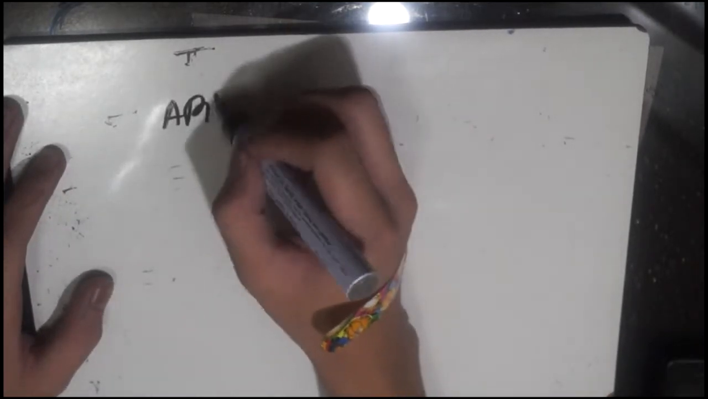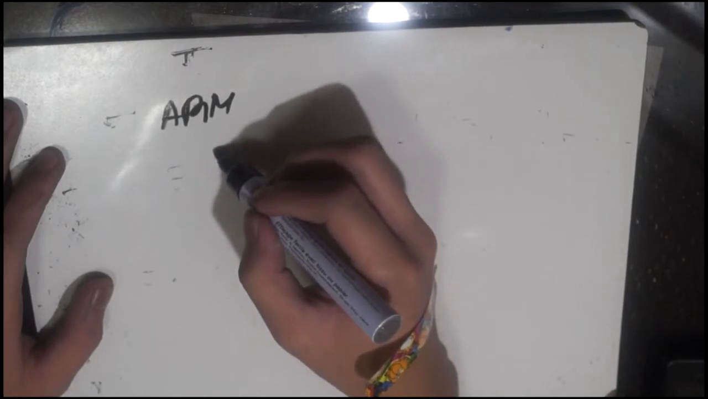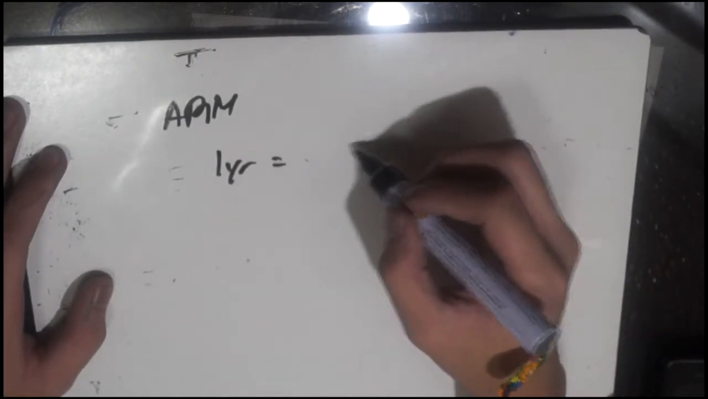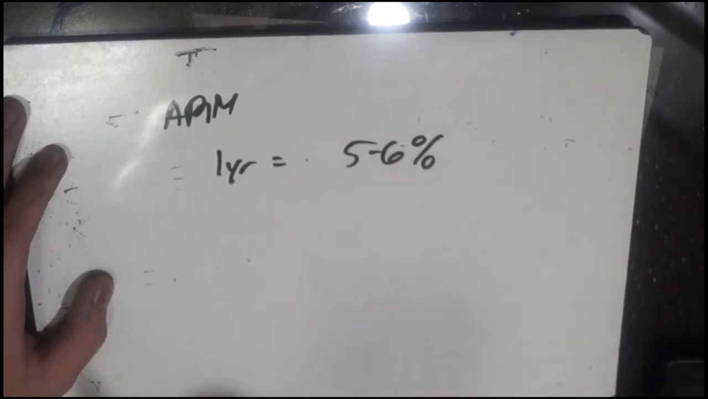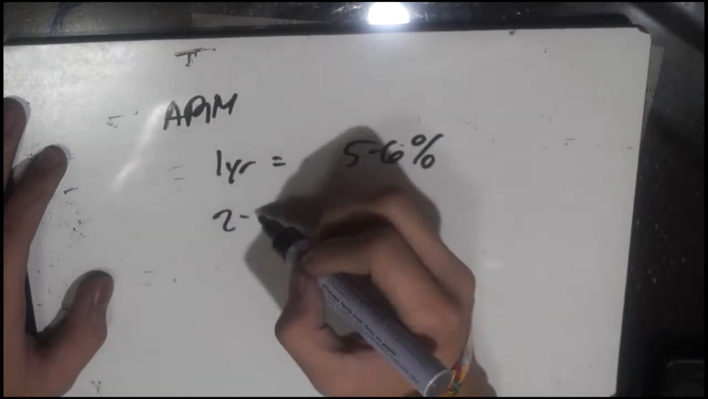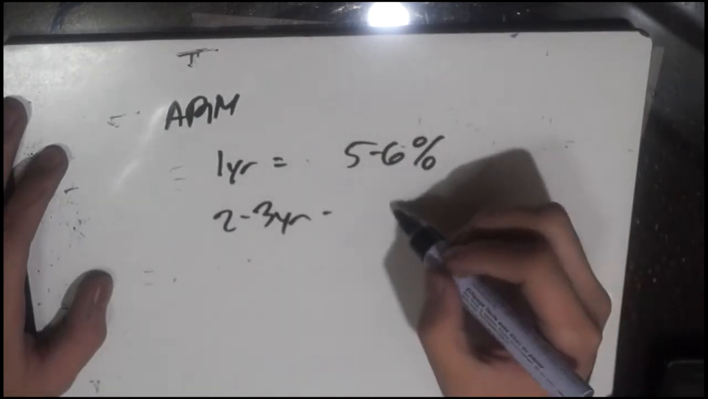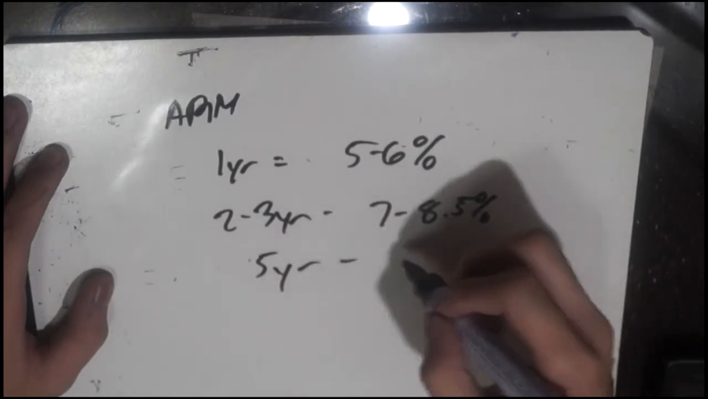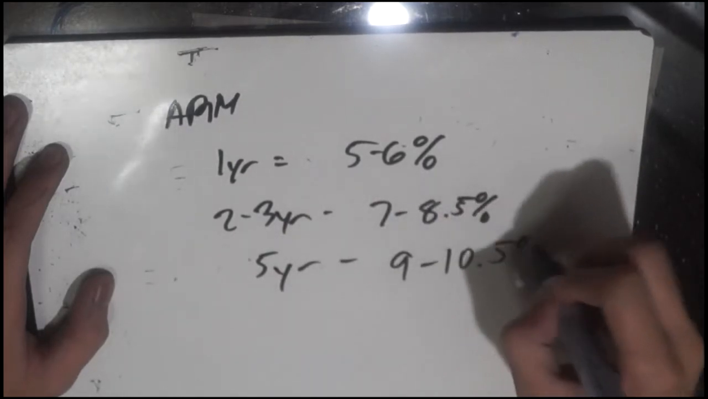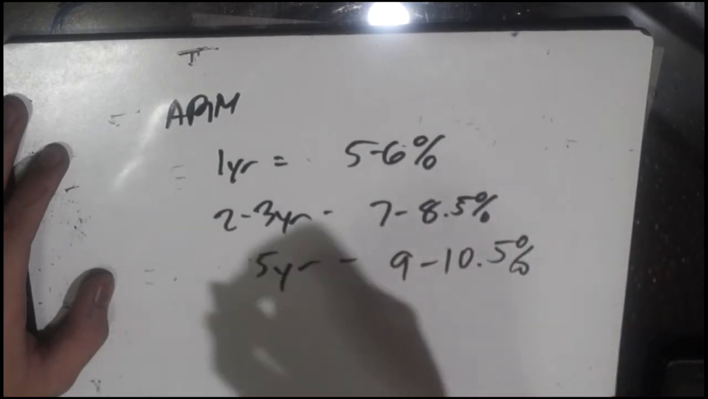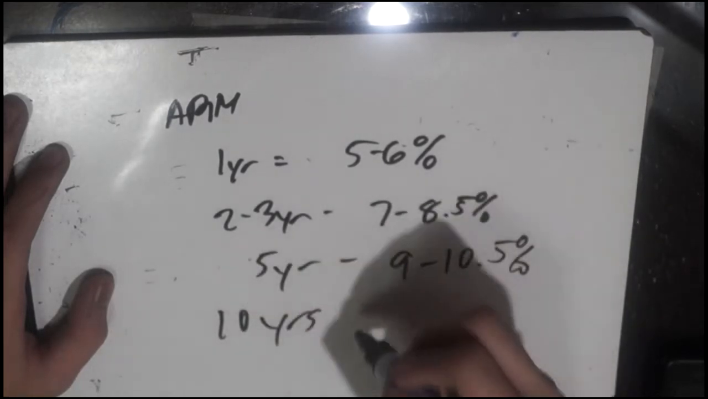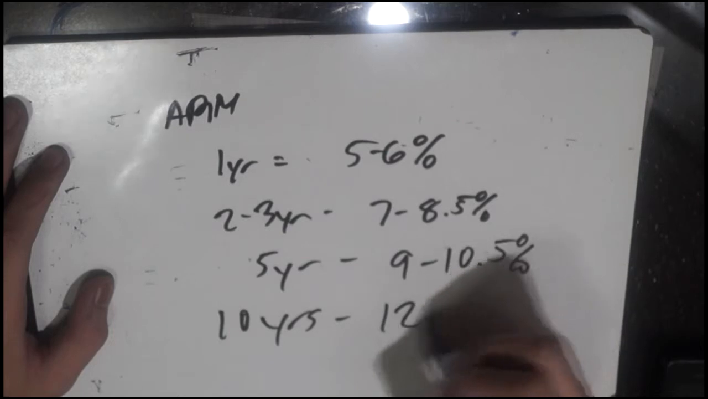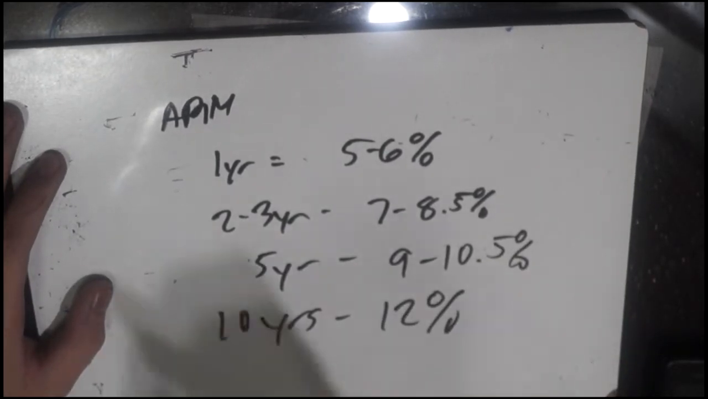To give you a better idea of how the prevailing rates are in our country, I looked it up online, and for an ARM that changes yearly, you'd have an interest rate of 5 to 6%. For one that changes every 2 to 3 years, you'd have an interest rate of 7 to 8.5%. For one that changes every 5 years, you'd have an interest rate of 9 to 10.5%. And then for one that changes every 10 years, for example, you might have approximately 12% interest. And these are the prevailing rates now, so they might change next year or the year after that.